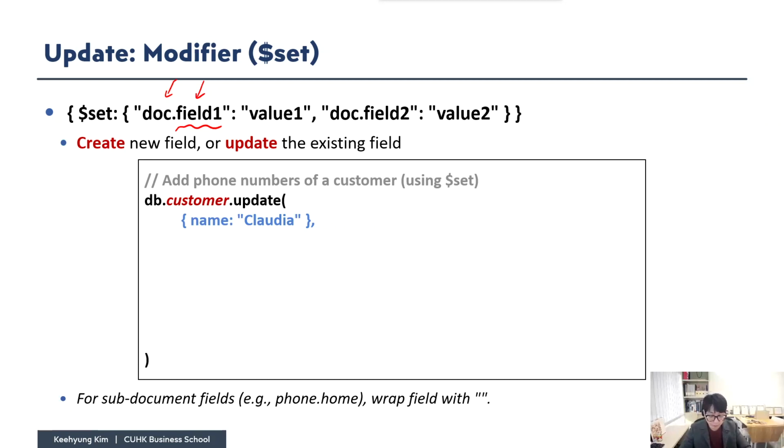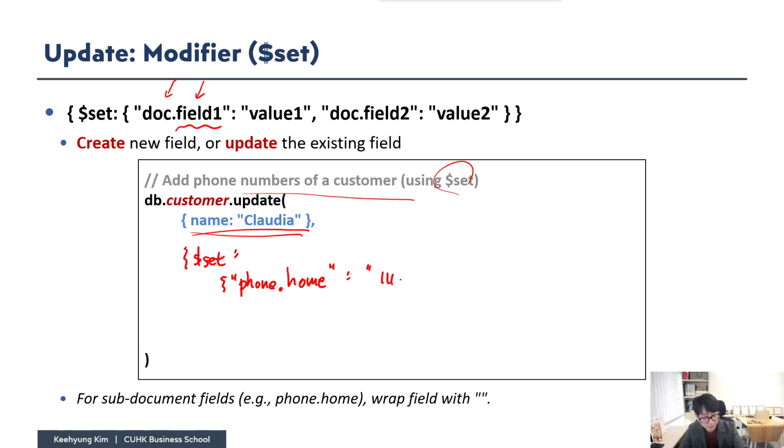So let's say that on the Claudia document, we want to find that and we want to add the phone numbers for that person. Then we can use the set operator. How can we do it? Just simply like this. So find the document with the name Claudia, and then in the update rule, we can specify the set operator, and then the phone field and the home subfield can be set as something like this, and also phone field dot work can be set as this.